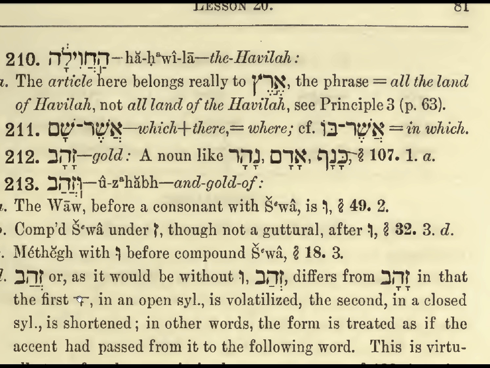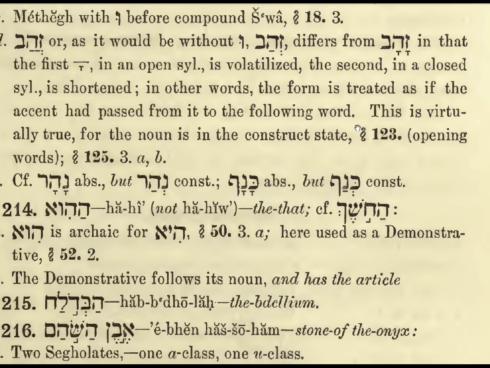Zahab, or as it would be if it didn't have the Vav, differs from Zahab in that the first vowel in an open syllable is what we call volatilized, and the second in a closed syllable is shortened. In other words, the form is treated as if the accent had passed away from it to the following word. This is true because the noun is in the construct state, and so the weight has moved off it. And so all the vowels have become lighter.